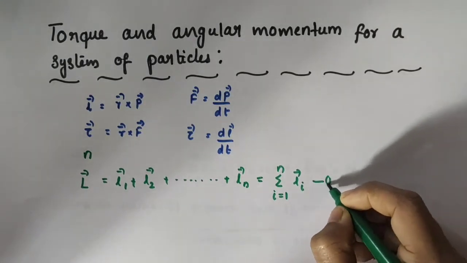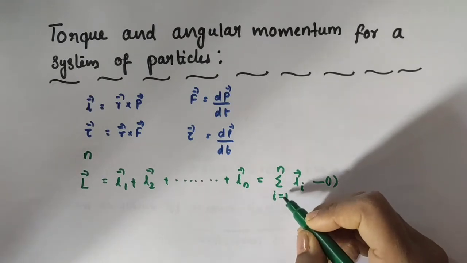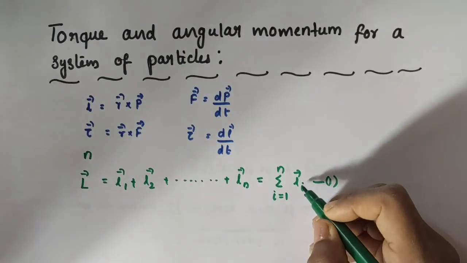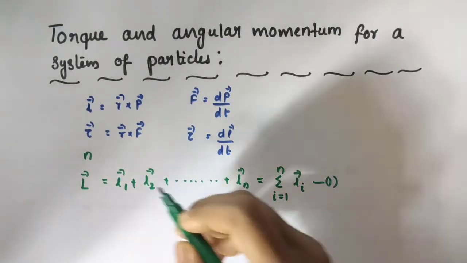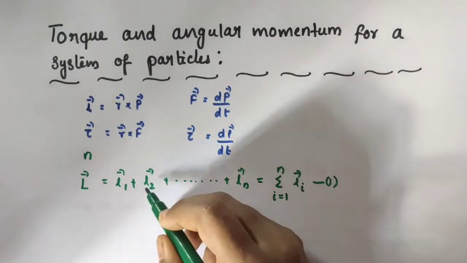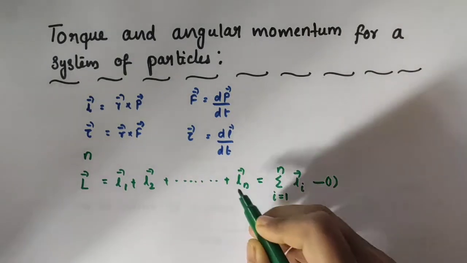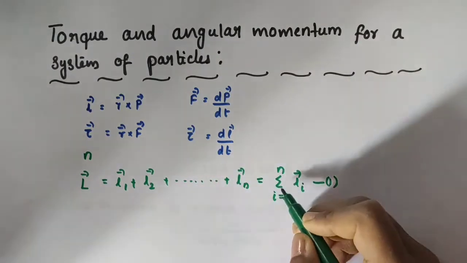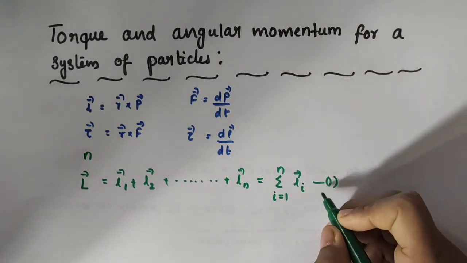I am taking this as equation number 1. See, in vector Li, i can have values 1 to n. So for i equal to 1, this becomes vector L1. Summation, so plus. Then for i equal to 2, this becomes vector L2. Summation, so plus, etc. Then for n, vector Ln. So we can write this equation in terms of summation like this. And I have taken this as equation number 1.